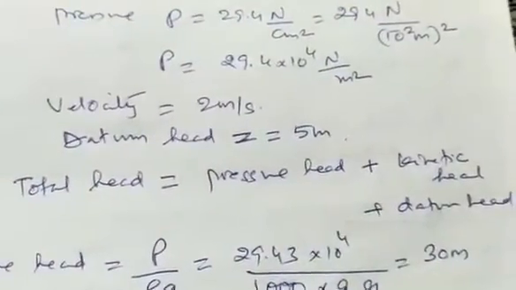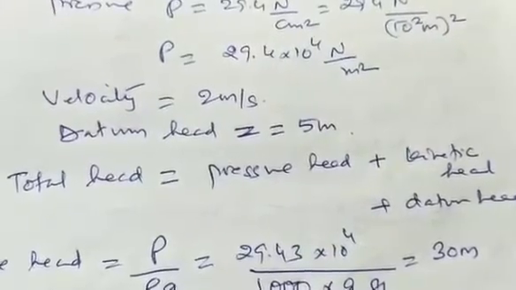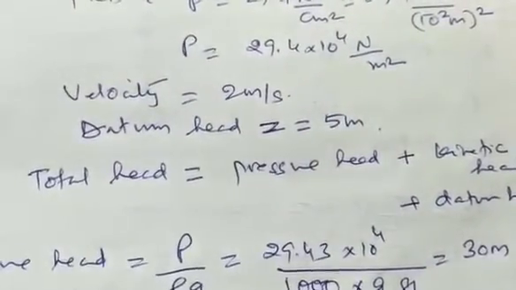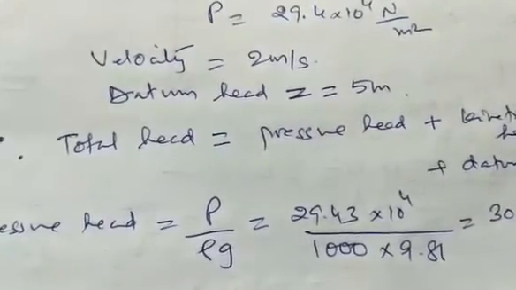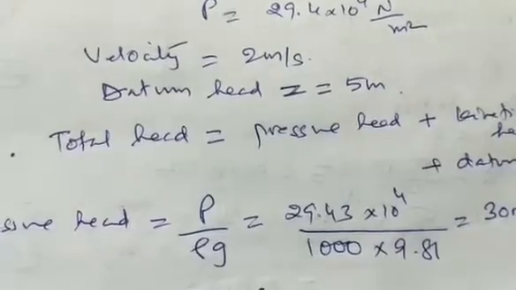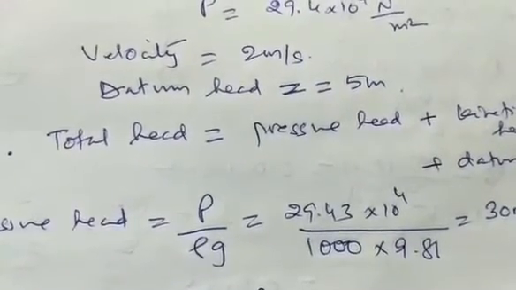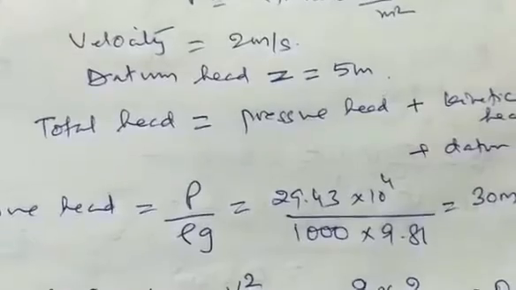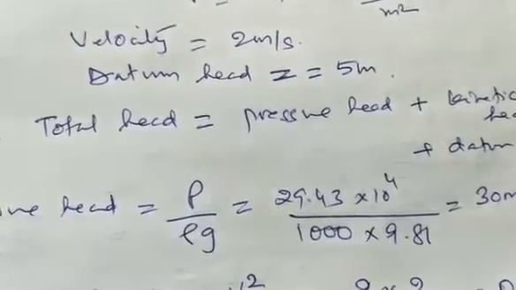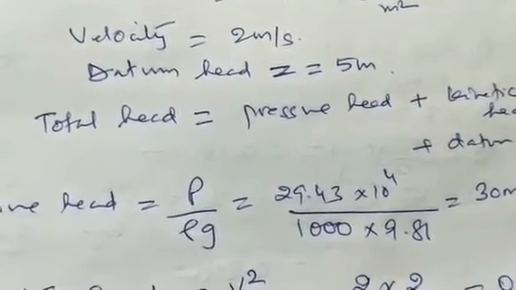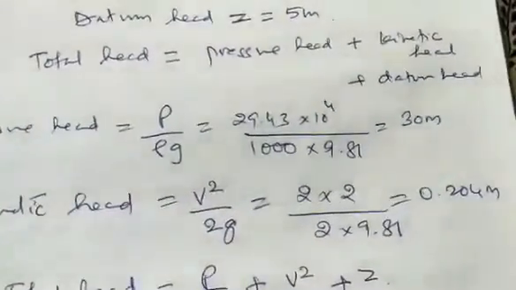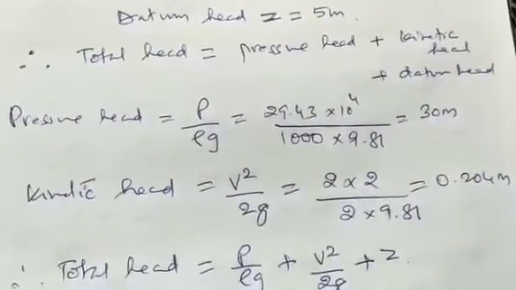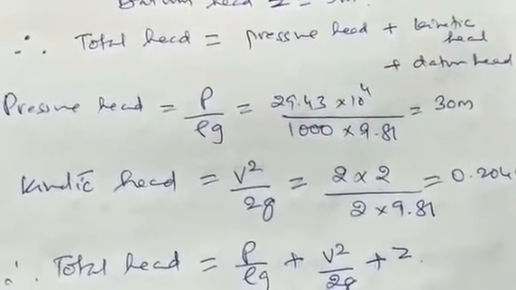So total head, as we all know, is equal to pressure head plus kinetic head plus the datum head. First is the pressure head. Pressure head is equal to P by rho g. P is the pressure, rho is the density, g is the acceleration due to gravity. P, the pressure, is given in the problem: 29.43 into 10 raised to 4 Newton per meter square. Then rho, the liquid is water, so the density is 1000. g is constant 9.81. Therefore the pressure head you get ultimately is 30 meter.